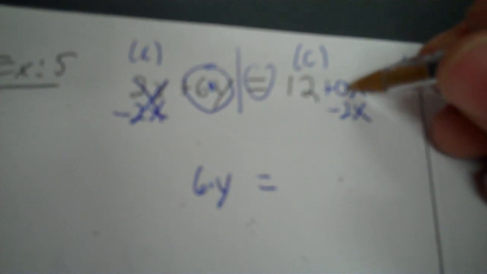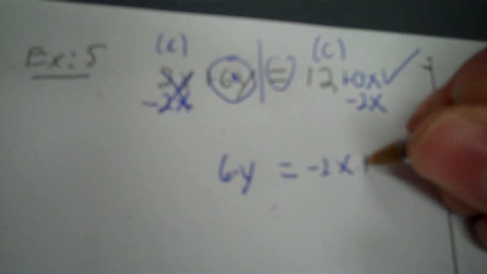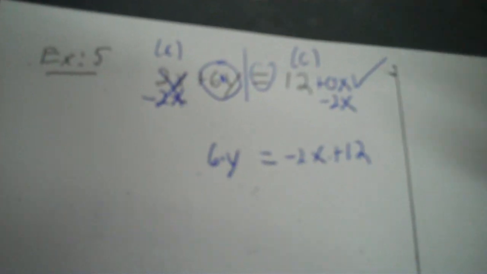So, I subtract the x term, but I need an x term over here. So, I create my own using the 0 as x as the coefficient, so minus 2x. So, I line up my equals. I write 6 times y. So, 0 minus 2 is negative 2x plus the 12. Now I divide by 6.